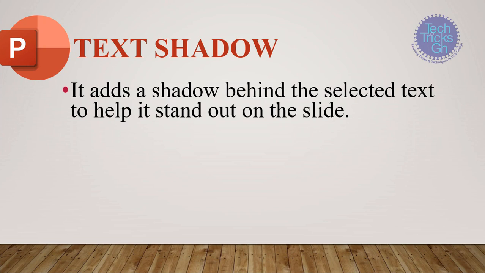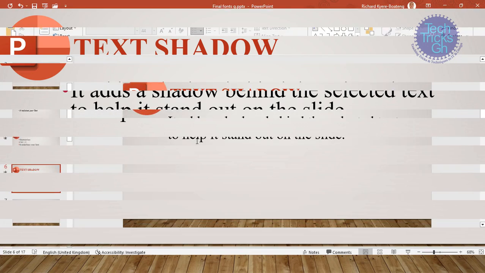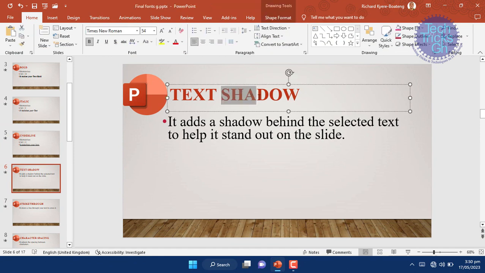Text shadow. It adds a shadow behind the selected text to help it stand out on the slide. To use this command, select or highlight your text and click the text shadow command to add a shadow behind the selected text.